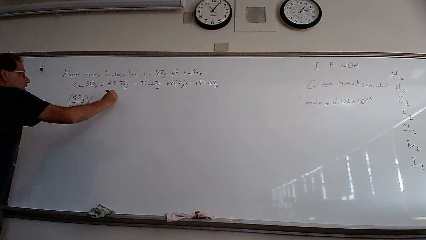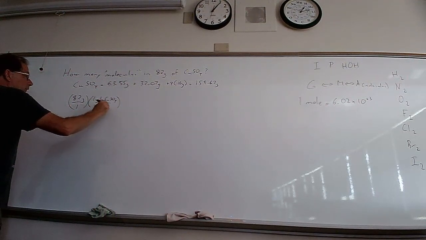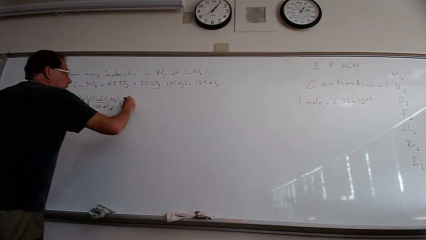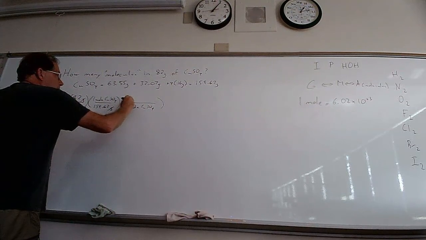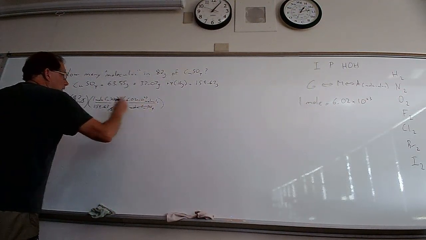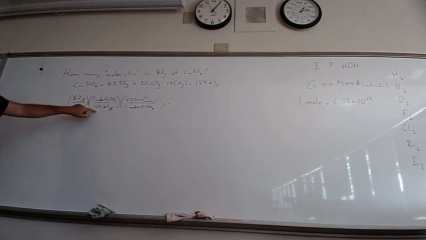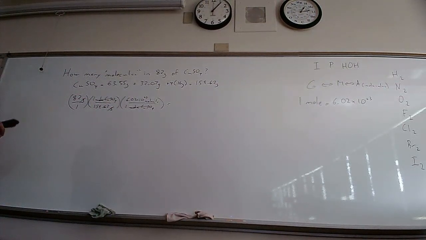So 82 grams, 1 mole CuSO4, underneath that 159.62 grams. So I went from grams to moles. Now I'm going to go from moles to molecules. 1 mole CuSO4. Then I'll have 6.02 times 10 to the 23rd molecules there. Moles cancel. So on my calculator, I'm going to go 82 divided by 159.62 and then times 6.02 times 10 to the 23rd molecules. All right, I'm going to assume that you remember how to punch exponents on your calculator.